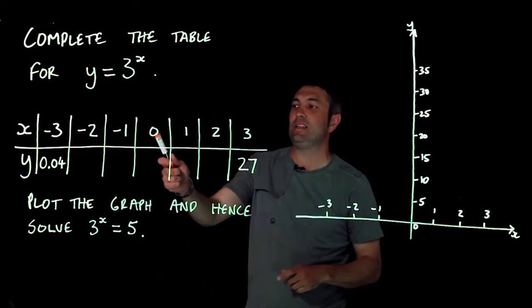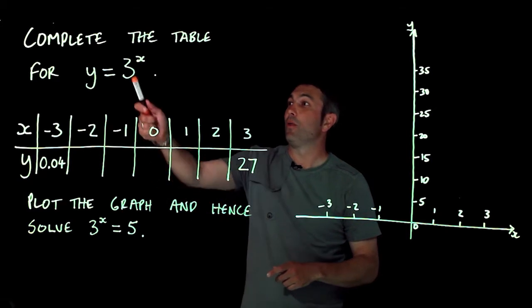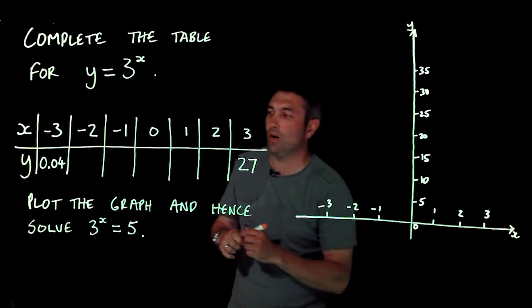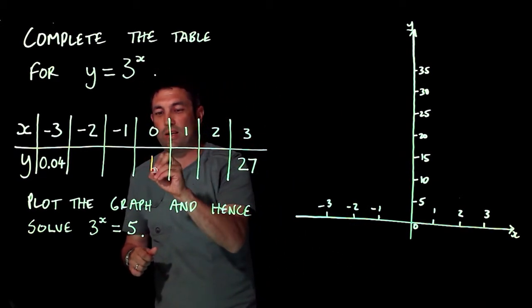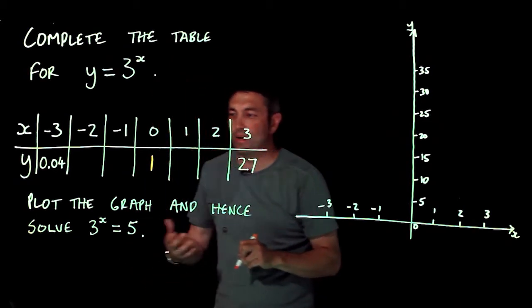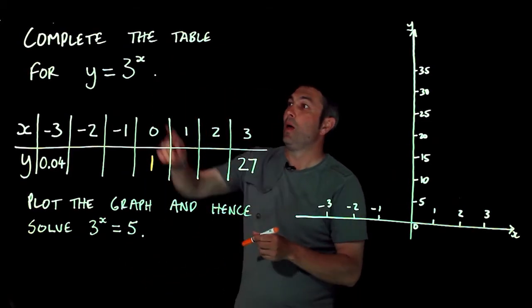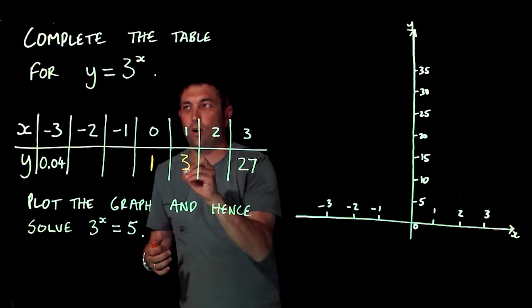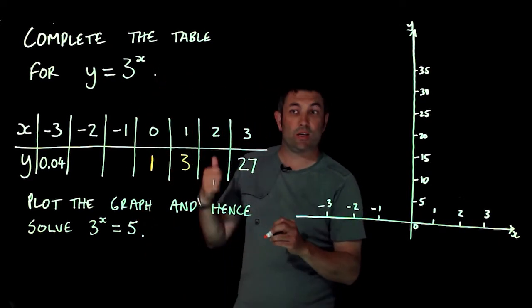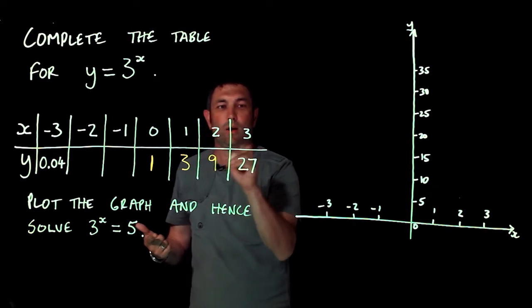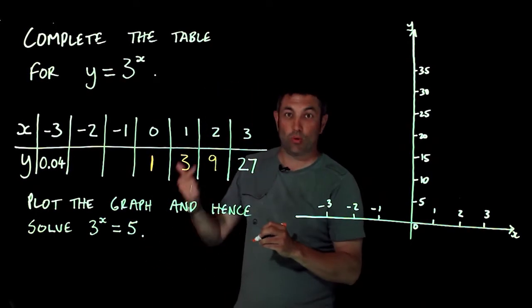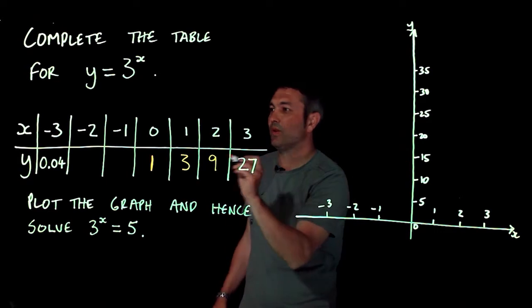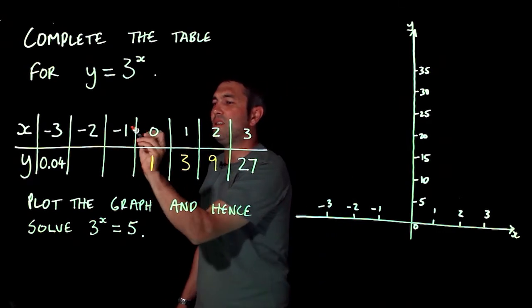We'll look at the nice easy ones first. Okay, 3 to the power 0. Well, we should know that anything to the power 0 is 1. Okay, so any number to the power 0 is 1. 3 to the power 1, well, it's 3 on its own, and 3 squared is 3 times 3 is 9. 3 cubed, 3 times 3 times 3, 27. There we go, and they've done that for us. Now, we've got the negatives again.